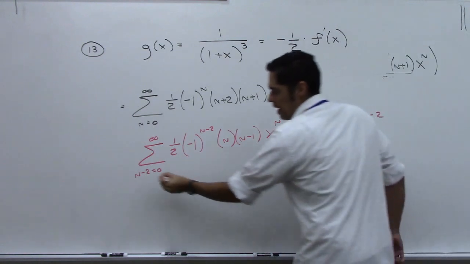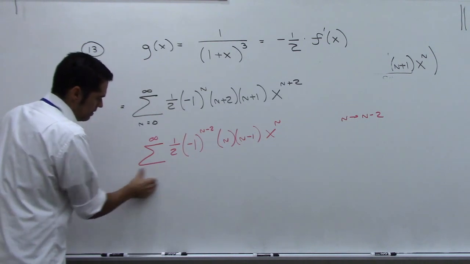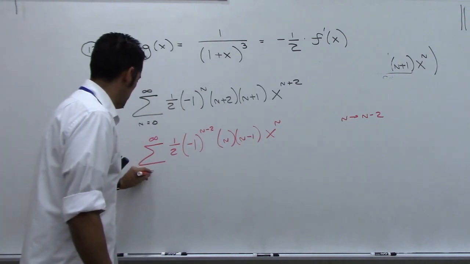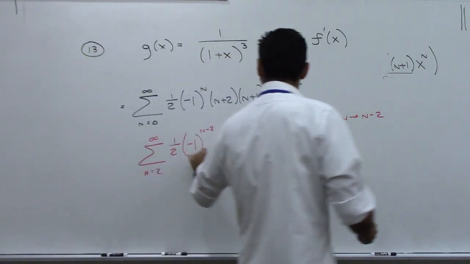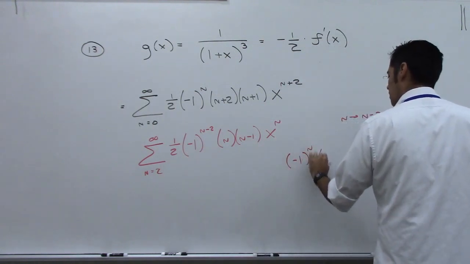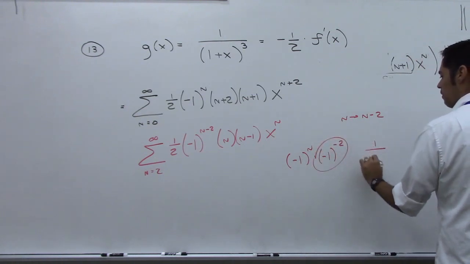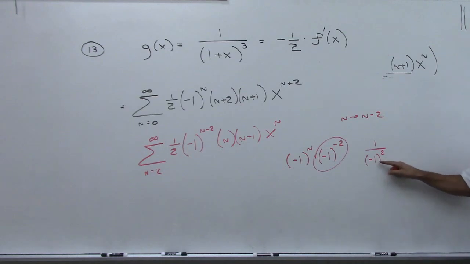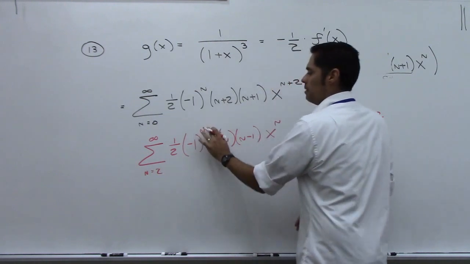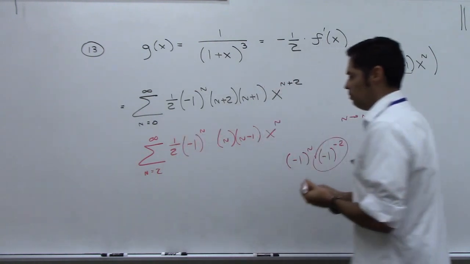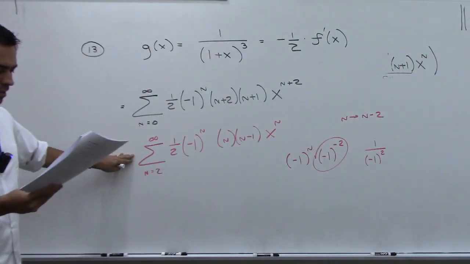And moving this, adding 2 to both sides on that one, adding 2 here and here, you get sum n equals 2 to infinity. And then here, remember that this really means negative 1 to the n times negative 1 to the negative 2. But this really means 1 over negative 1 squared. Negative 1 squared is 1. So we don't even need this piece. So that means I don't need to even account for that. So that should work. So that should be the power series representation of that last function.